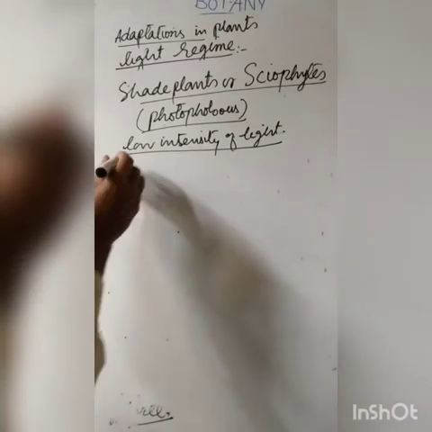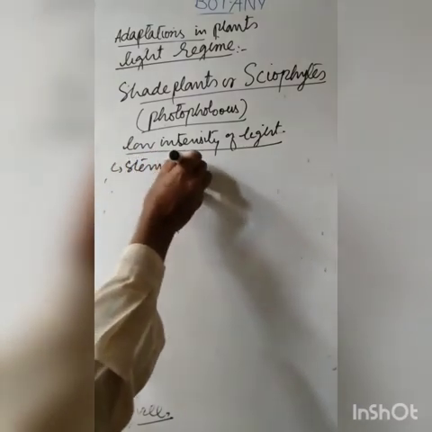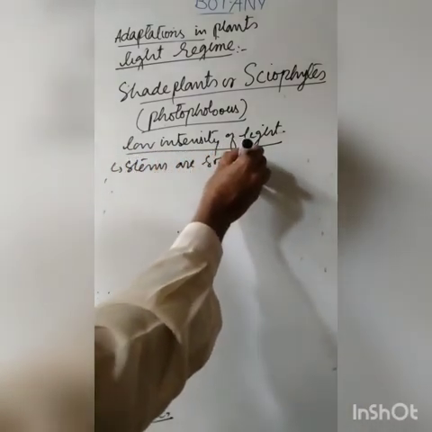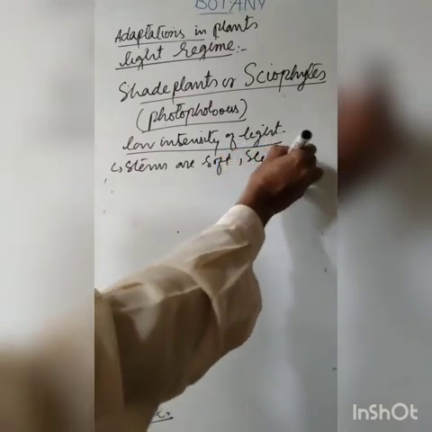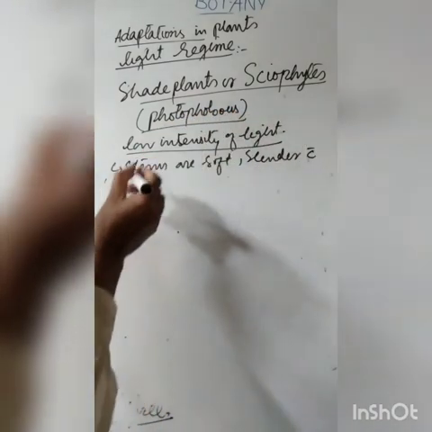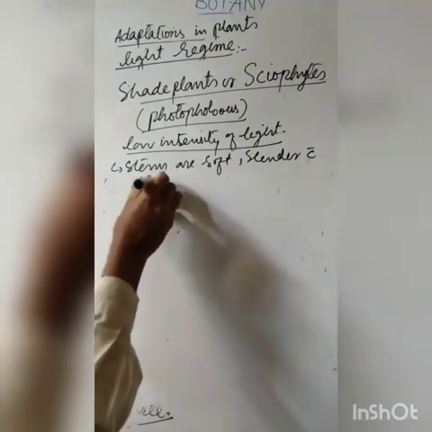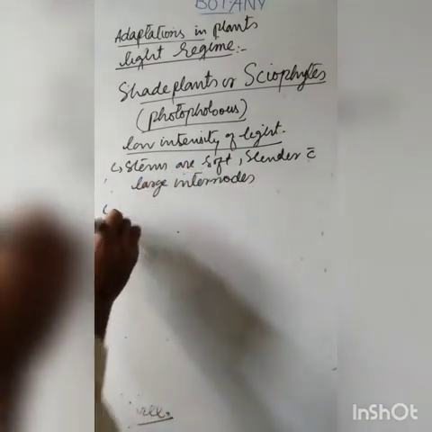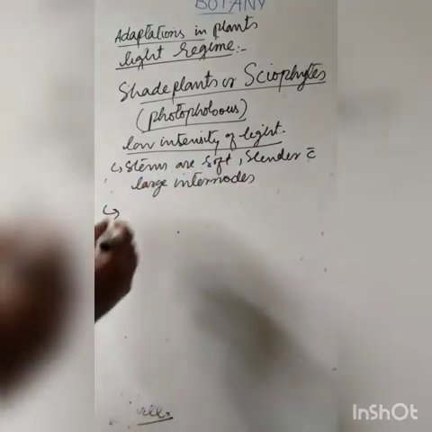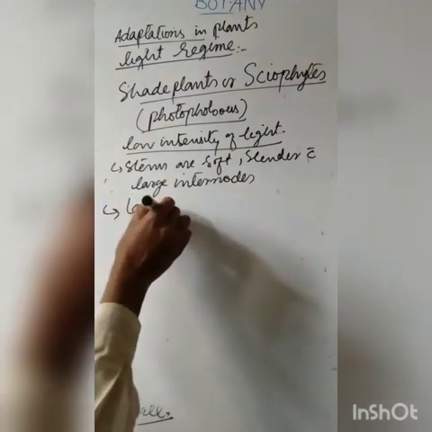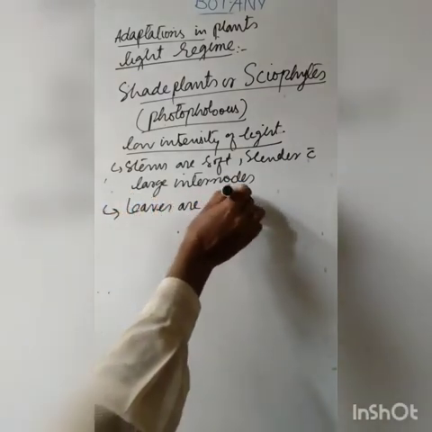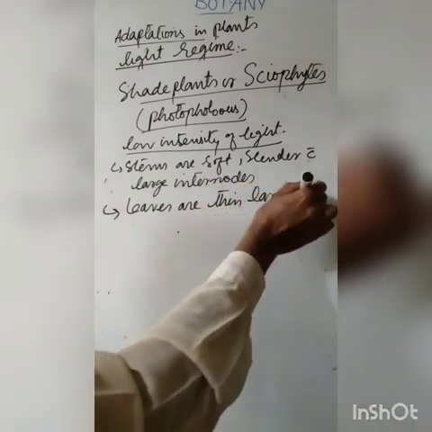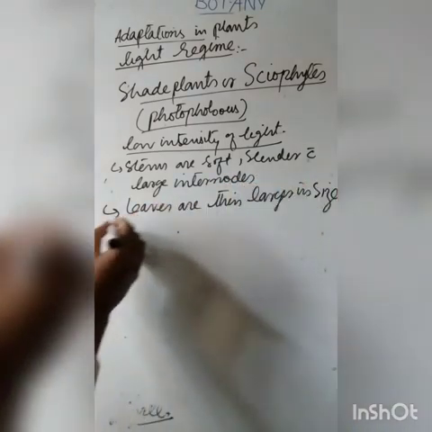Their stems are soft and cylindrical, with large internodes. Leaves are thin and larger in size as compared to sun plants or heliophytes. They have a thin cuticle.